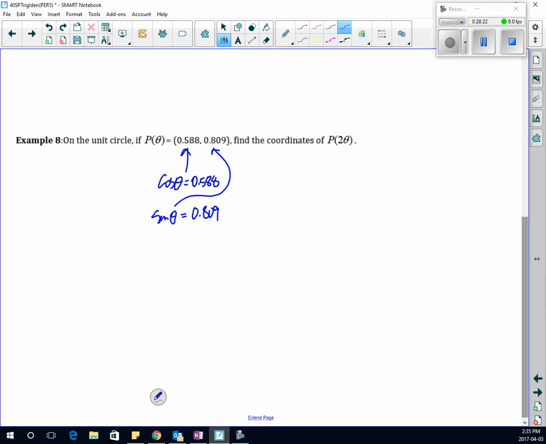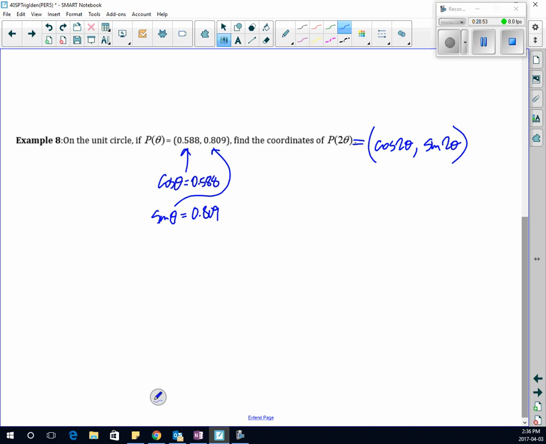What would I have to do? Do I just double those? No, we would not. P of 2 theta would equal what coordinate? Not just x, y, but cos 2 theta, comma, sine 2 theta. Does everybody see that that would be the same thing?